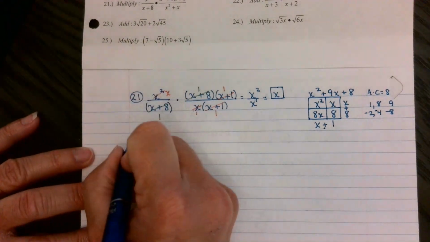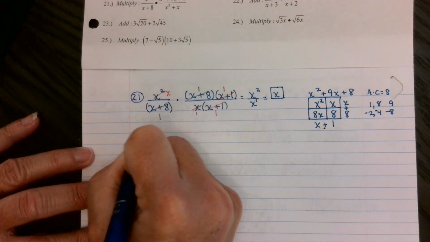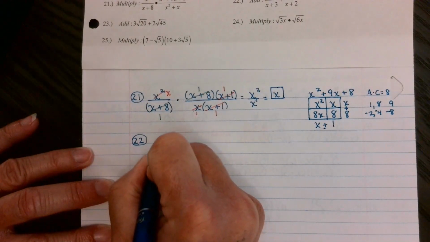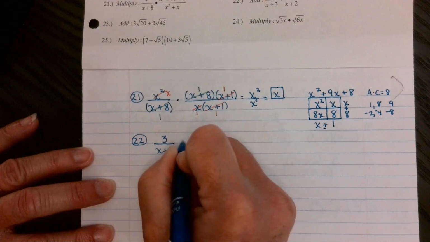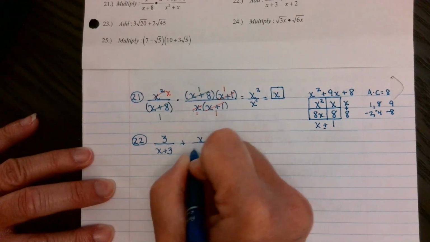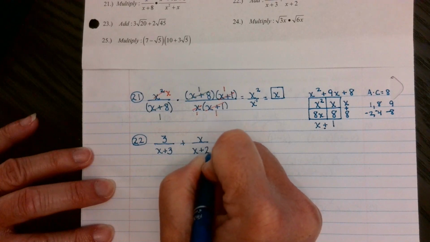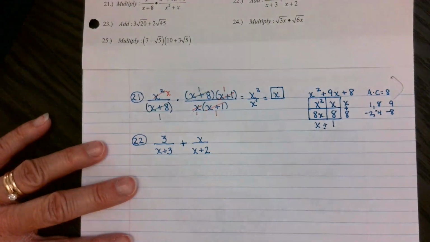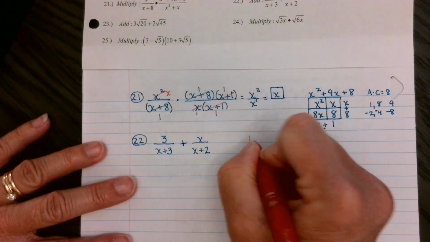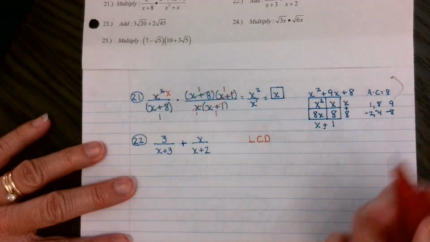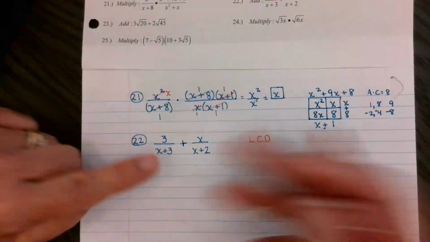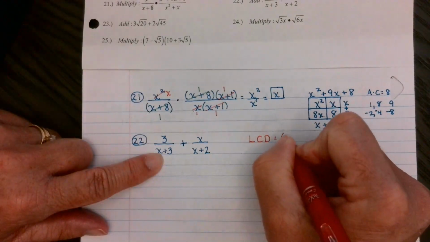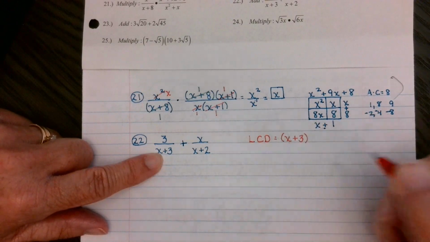Okay, 22. 22 is an adding problem. It looks like this. 3 over x plus 3 plus x over x plus 2. Okay, we've got to have a common denominator when we add and subtract. So they don't have anything in common, so you just multiply them. But the way I taught it is write down the first one. Now you go to your second one.